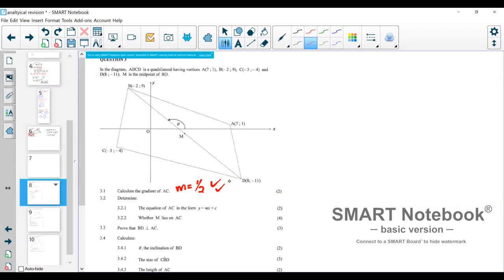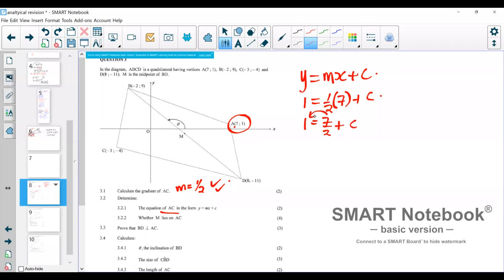3.2.1. Do you see again the next question that follows? Equation of a line. Which line? AC. Let's pick. So we are moving fast now. Y equals to what? mx plus c. Let's pick this one because we want the equation of AC. So any point. What is my y value? 1. What is my gradient? Half. What is my x value? 7. Plus c. 1 equals to what? 7 over 2 plus c.